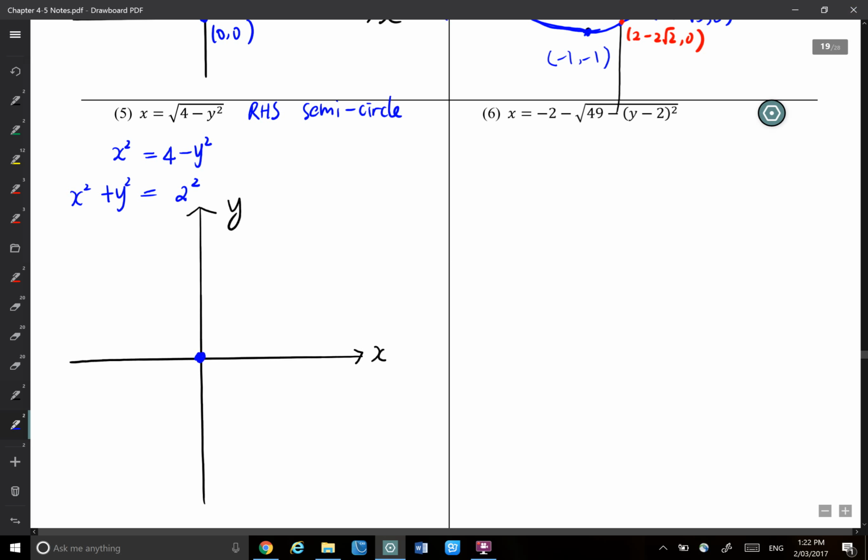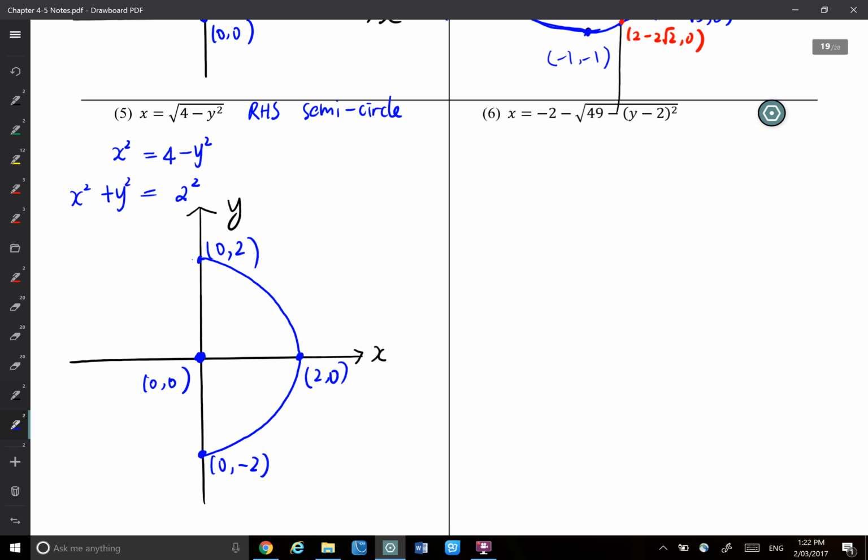Center will be 0, 0 again. Radius will be 2. Okay, and then have 3 points, the intercepts. That point will be 2, 0. That point is 0, 2 and 0, negative 2. We have center at 0, 0. So that's my right hand side semicircle.